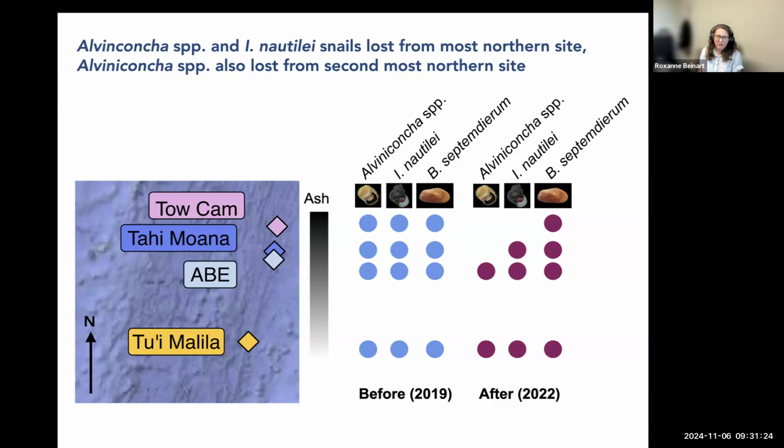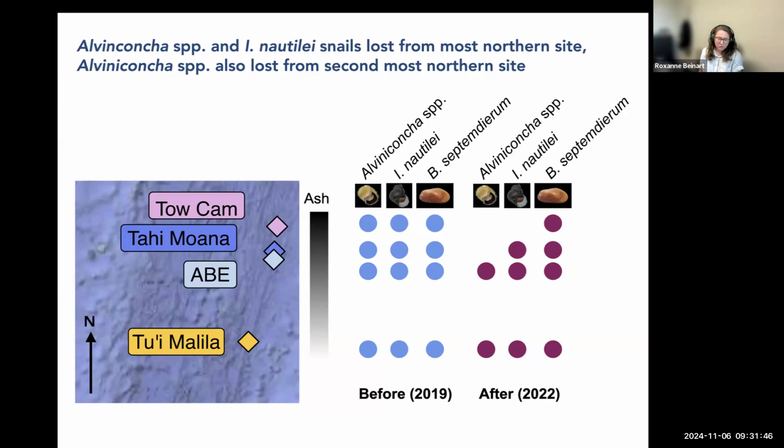As we moved farther away, going south to the next site, Tahimawana, we saw some small patches of Ephemeria nautili and the mussel. When we went to Abe, which is a little farther south with even less ash, we found that we did see all three of these taxa occurring again, although Alvinaconcha was very, very limited in its population size.